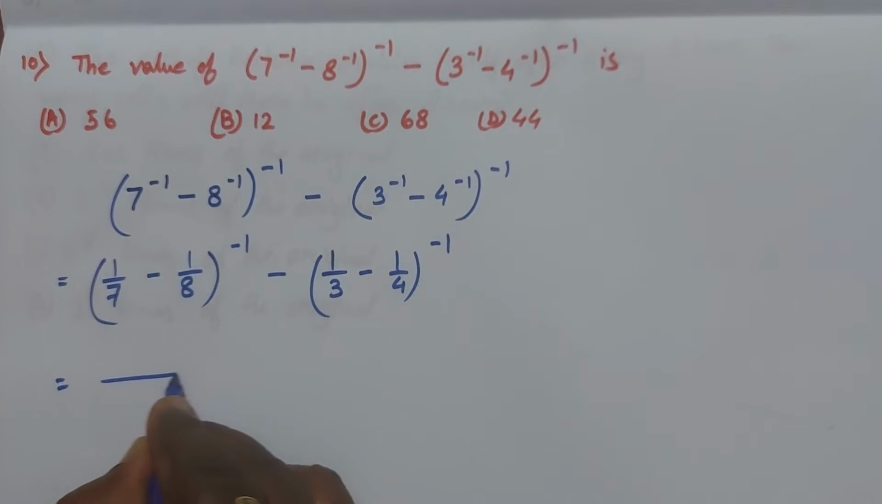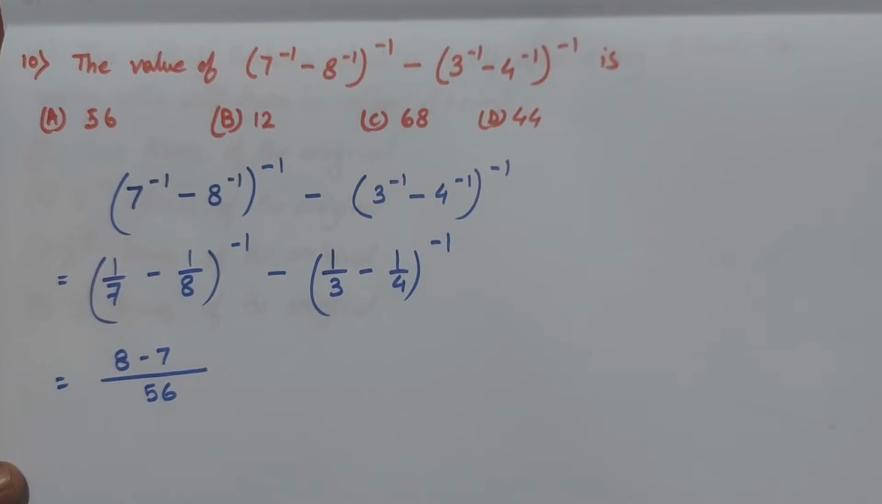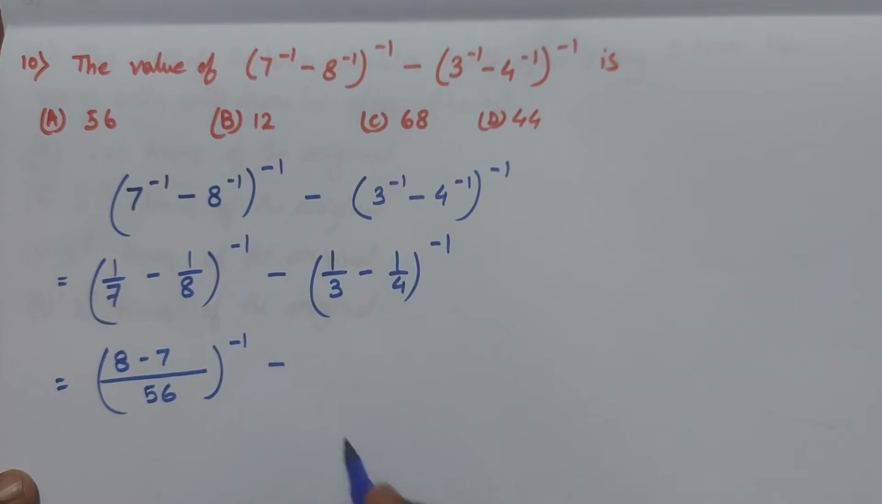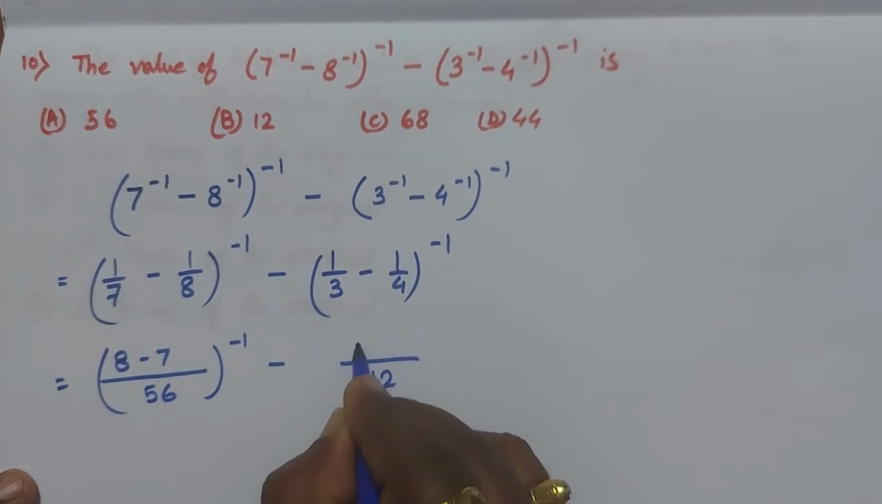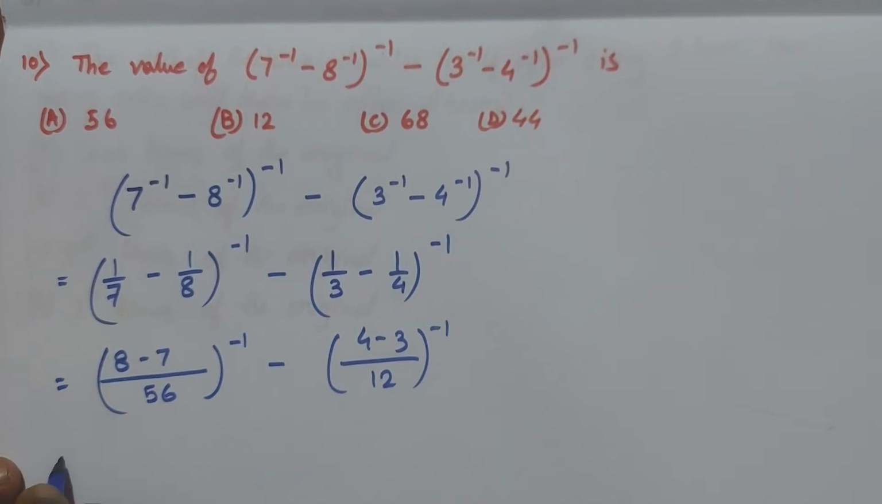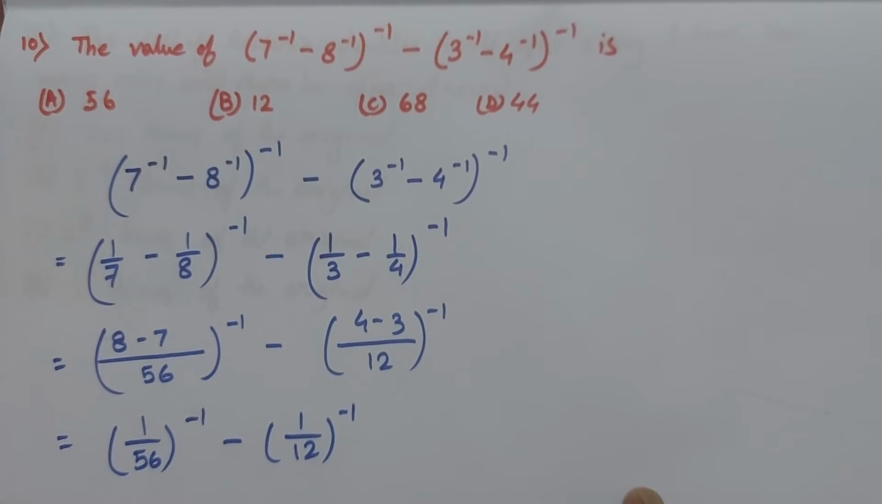So this is equal to, the LCM of 7 and 8 is 56. So this is 8 minus 7, and this is 12, 4 minus 3, whole to the power minus 1. This equals 1 by 56 whole to the power minus 1 minus 1 by 12 whole to the power minus 1.